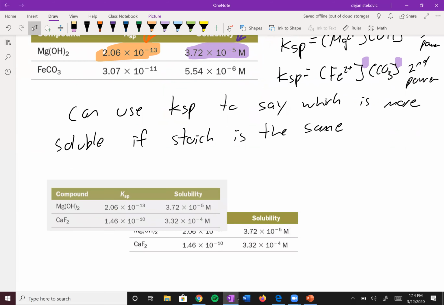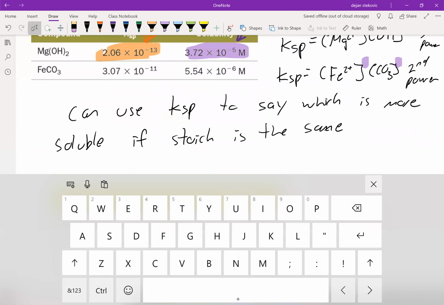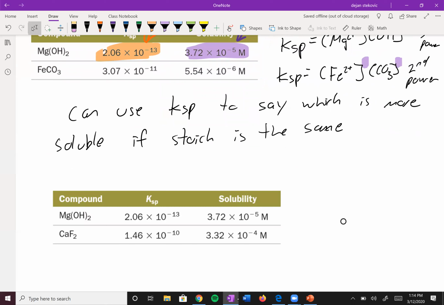So for example, here we have magnesium hydroxide and calcium fluoride. They're going to both dissociate into how many things? 3 things, right? So both of these Ksps are going to equal the concentration, we'll just call it X, that'll be the magnesium or the calcium, times the concentration of Y squared, right? They have the same format. And so here you can see it corresponds directly. Smaller Ksp, smaller solubility.